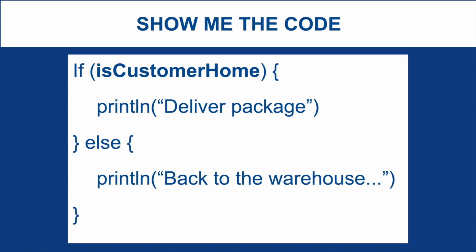Notice that it's implied that we already declared this variable. If you were to put this into our program or into that console that we've been using the last couple of videos, then you will notice that this will actually not compile, aka this will actually not work unless you do something like val space isCustomerHome equals true or equals false.